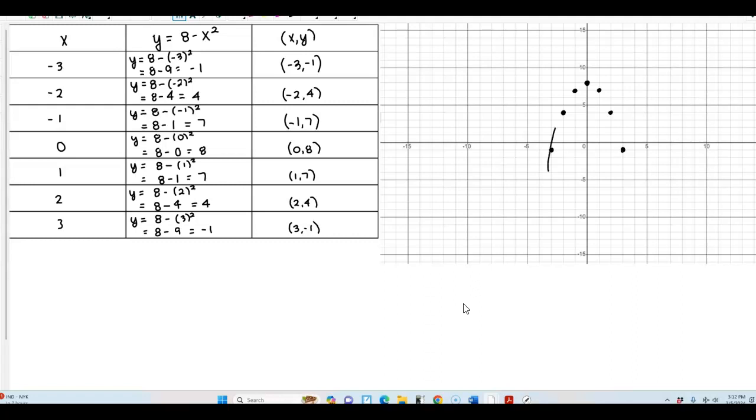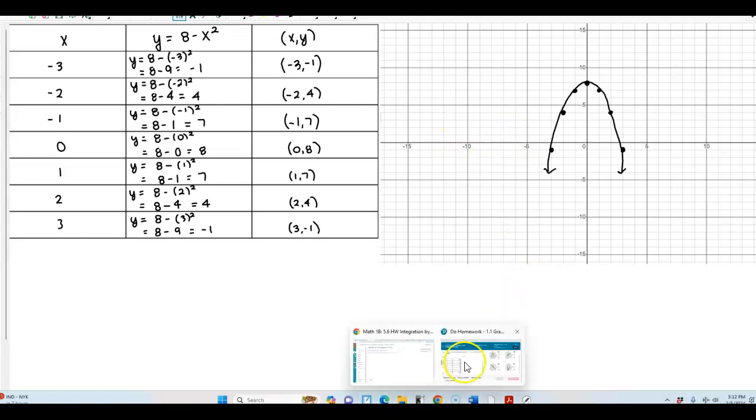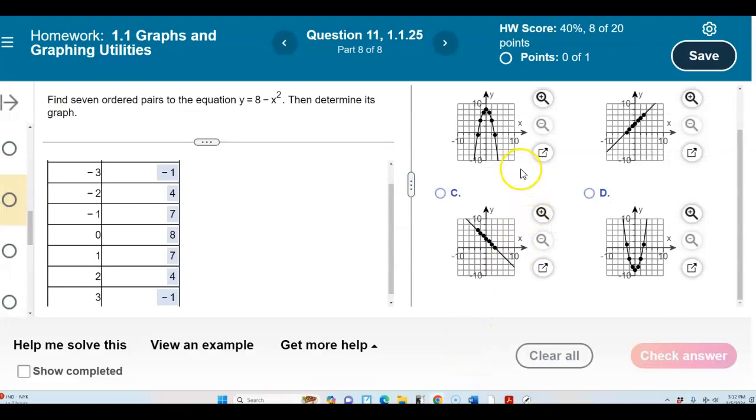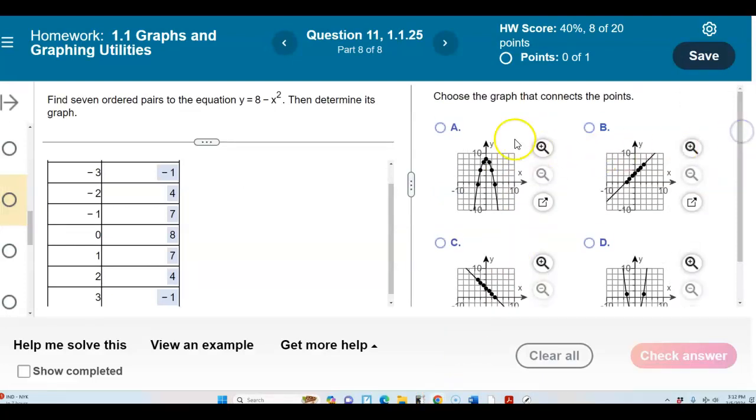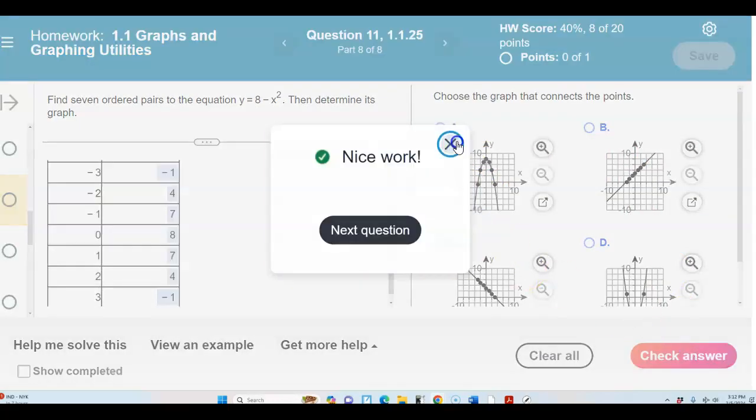And then you can see here that here is what our graph looks like, which is the shape of a parabola. So let's check and make sure that we select the right one here. So it looks like the only choice that we have that's going upside down is A. So let's go ahead and check our answer. And there is our result.